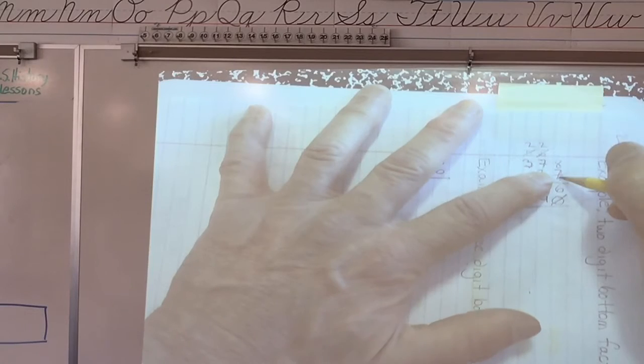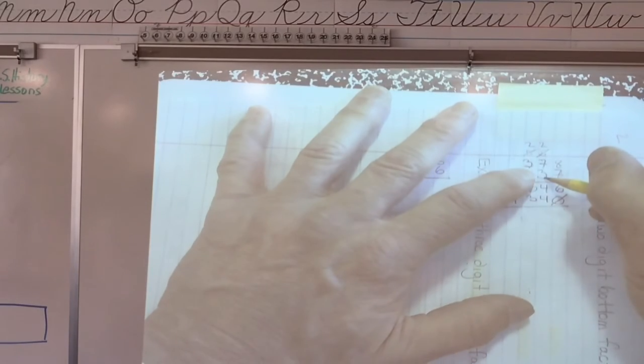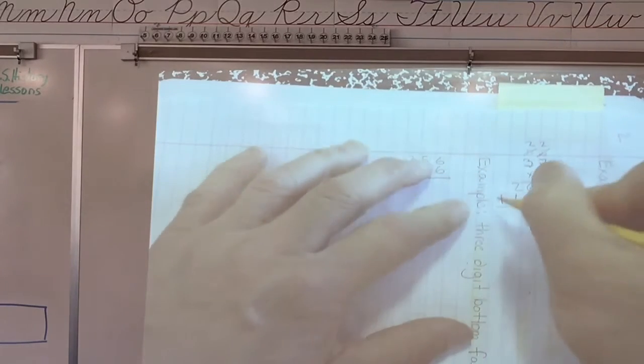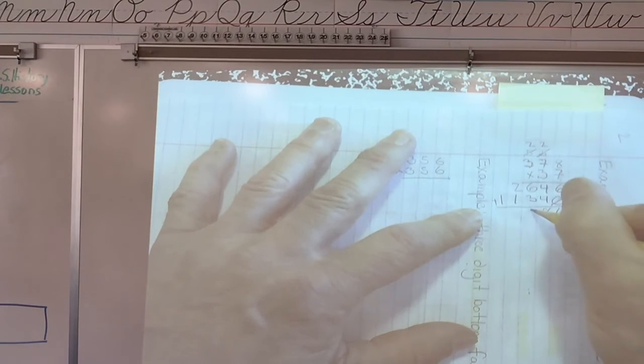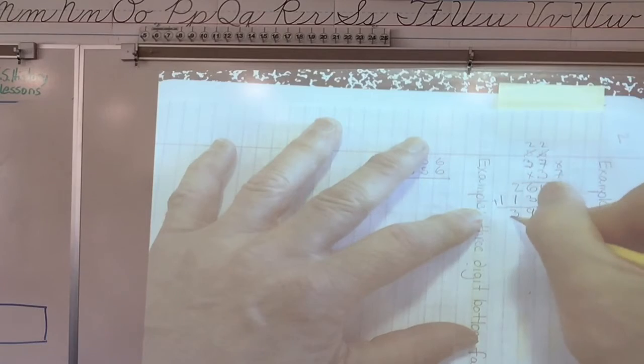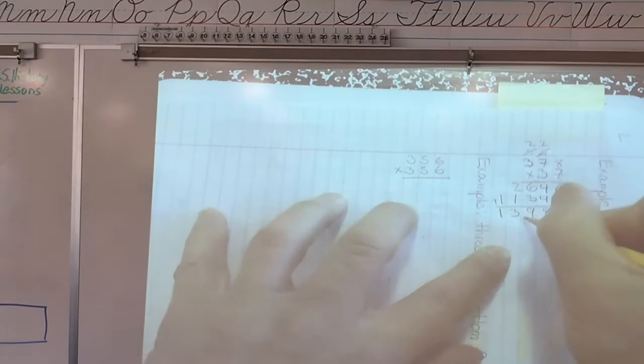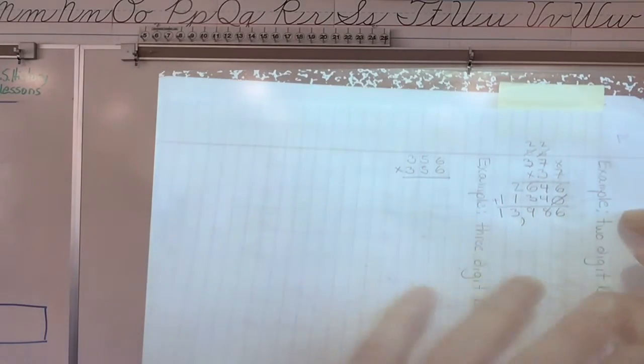One where I multiply 7 times this, and the other where I multiply 30 times that. And then we just add them up. So we get 6, 8, 9, 3, 1. And don't forget that comma to divide the periods.